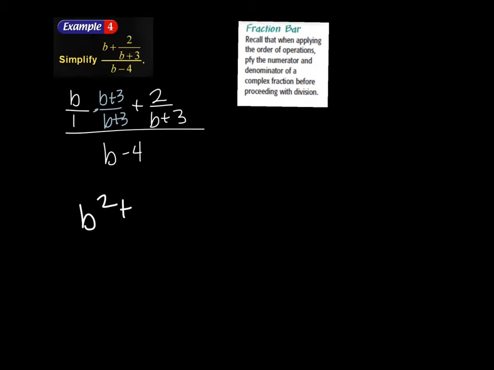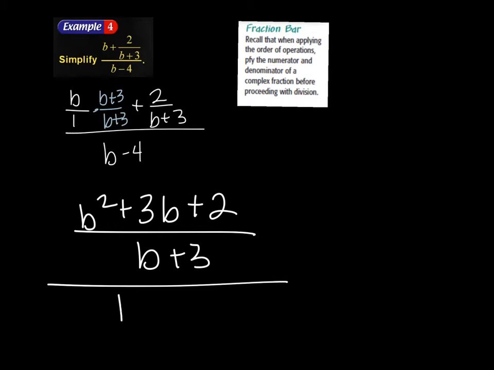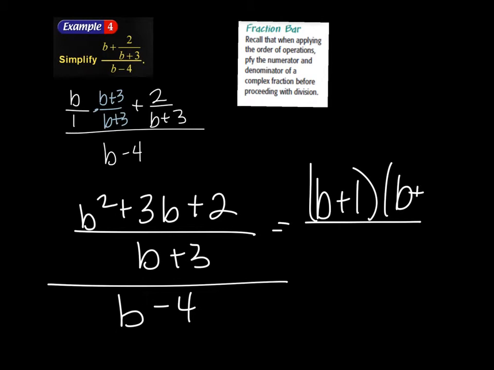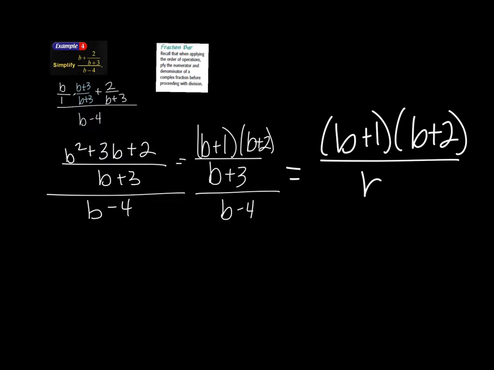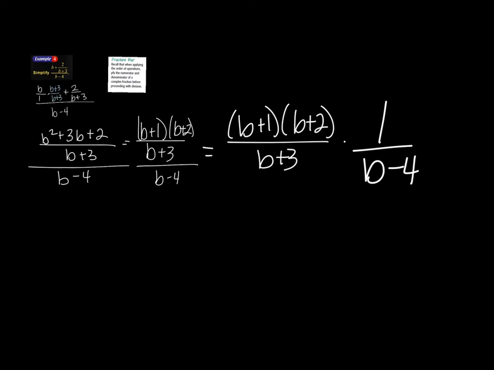Multiplying that out, I have b squared plus 3b plus 2, then all over b plus 3 over b minus 4. Just so happens I can factor the numerator. I can see factors of 2 that give me a sum of 3. And so now I can change it to times the reciprocal of the second number, which would just be 1 over b minus 4.